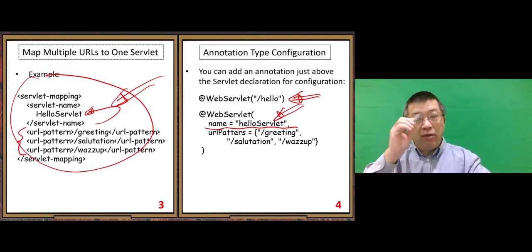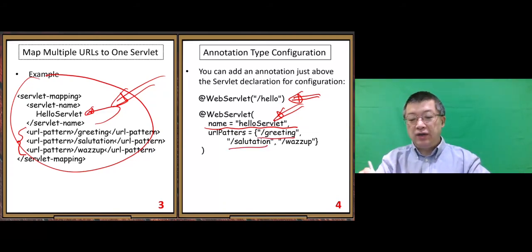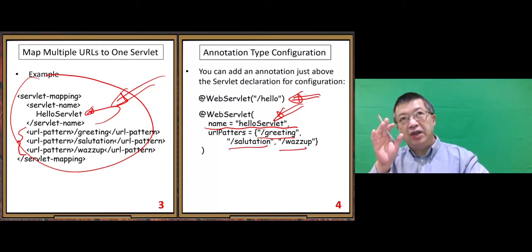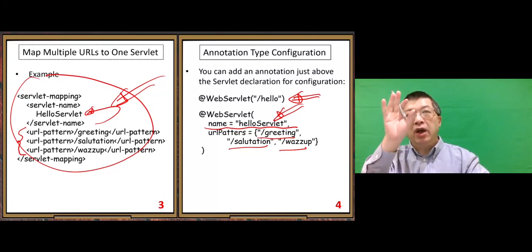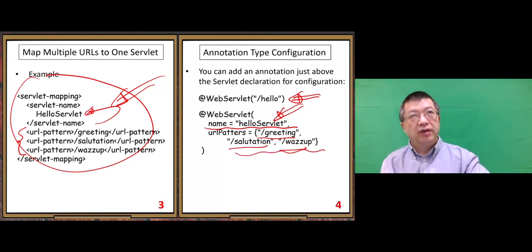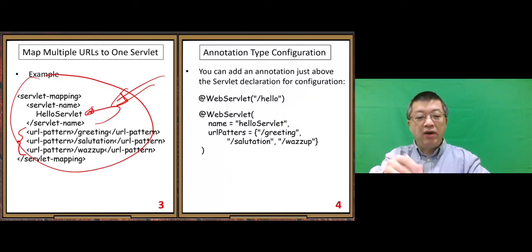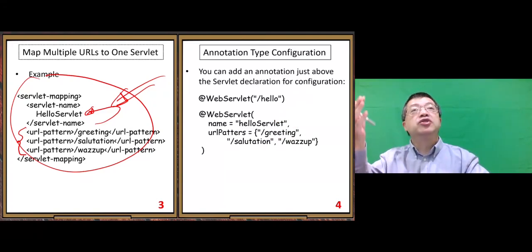Other than that, for the URL pattern, if you only need one, you just provide one. If you need more than one, you just use curly braces to represent your URL pattern strings as a string array. So this is a string array. This whole thing inside curly braces is a string array. So that's the way you do the configuration. Compare it with our old way, this way is simpler.